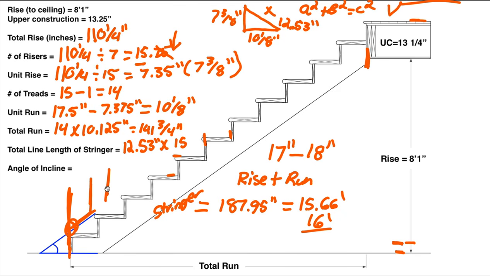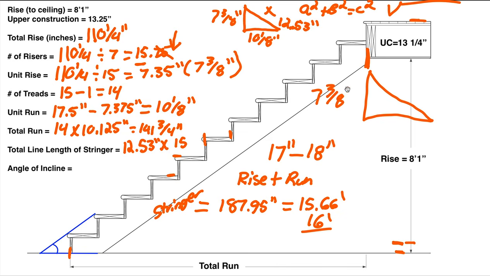Your balusters are the little small posts here, and all the angles on your balusters, top and bottom, will be the same as your angle of incline. So knowing your angle of incline helps us with all of our finishing details and things like that. And this is something you probably haven't done too much, but we have to use our sine, cos, and tan. So if I draw my triangle here, and I have my 7 3/8, and I have my 10 1/8, we are going to use one of the sine, cos, tan to figure this out.